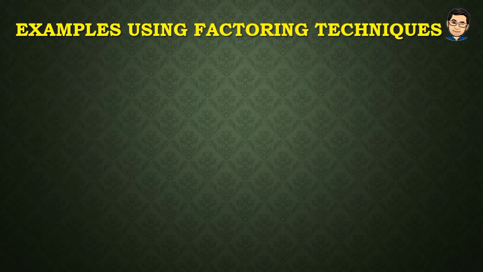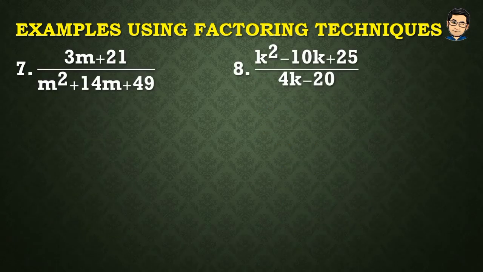So let's have example number 7 and 8. So 7 muna, 3m plus 21 all over m squared plus 14m plus 49. So we factor out the greatest common factor of 3m and 21, that is 3. And then 3m plus 21 divided by 3, makukuha natin yung terms na nasa loob ng parenthesis. 3m divided by 3, that is m. 21 divided by 3, that is 7.